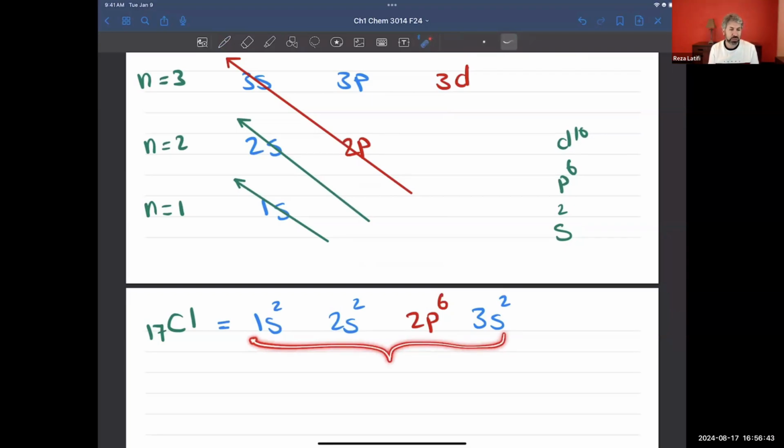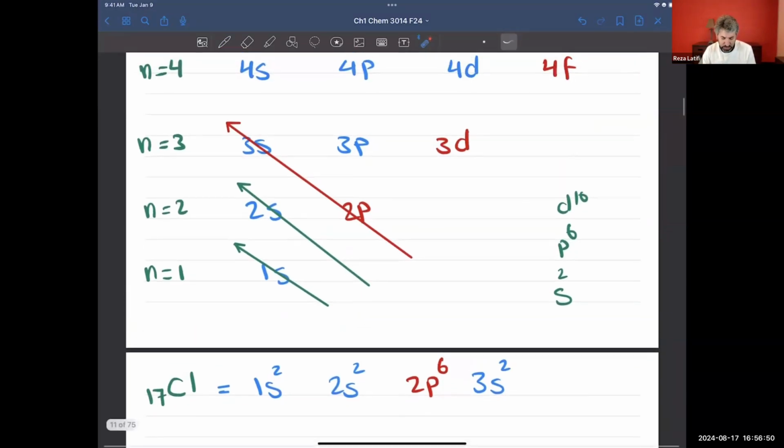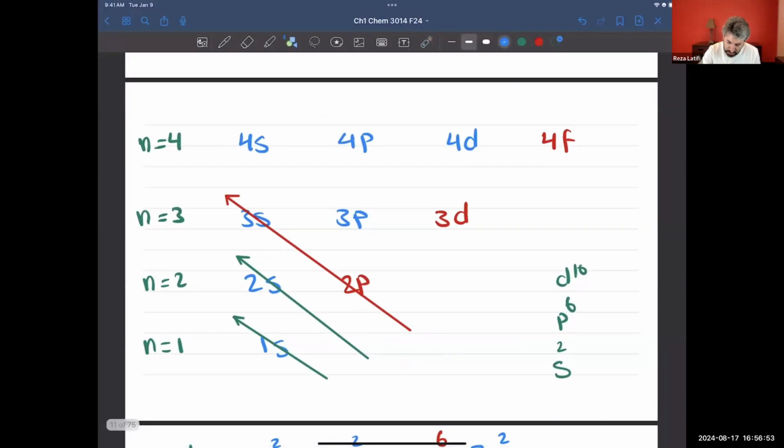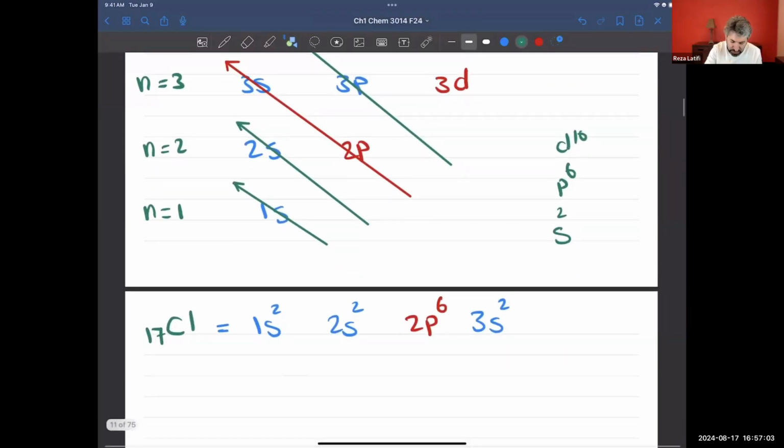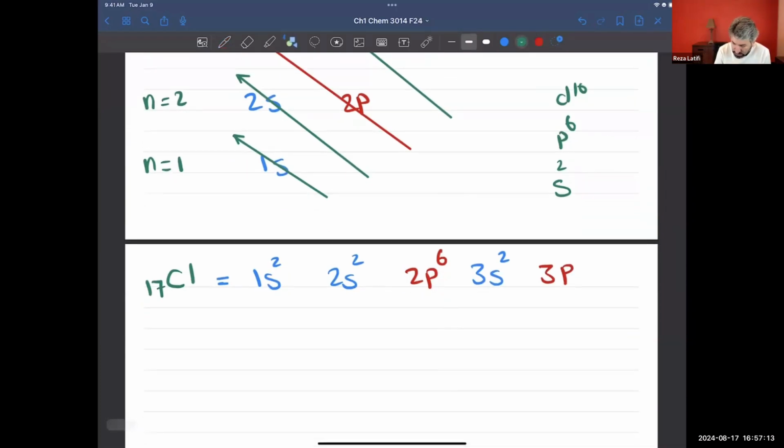Remember, chlorine is supposed to have 17 electrons. So I'm missing some of them. I'm missing 5 of them. Where should I put the rest? The rest, you draw another vector parallel to the third one, and that is passing 3p. So I go 3p, until here we have 12 electrons. So in the p orbital, I'm going to have 5 electrons, and that's going to be the electron configuration of chlorine.